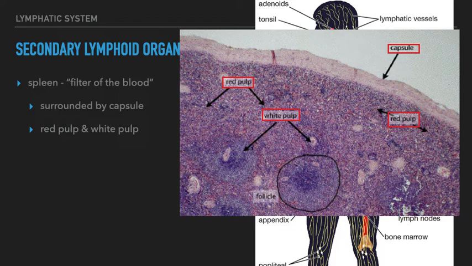The white pulp surrounds a central arteriole and consists of germinal centers. Germinal centers are where you have dividing B cells surrounded by T cells and accessory cells. That's going to include the macrophages and dendritic cells as well. The white pulp is where the specific immune response is mounted. All right.